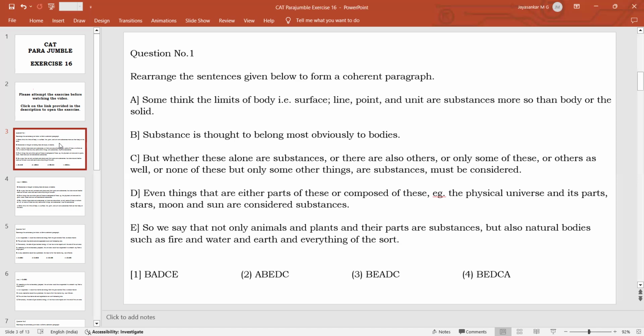So what is the clue here? We know that the passage is talking about substance. The primary definition of substance is something that belongs most obviously to body. So this could be a good opening sentence. Substance is thought to belong to bodies. So substance is something that is included in certain bodies. That is what substance is.